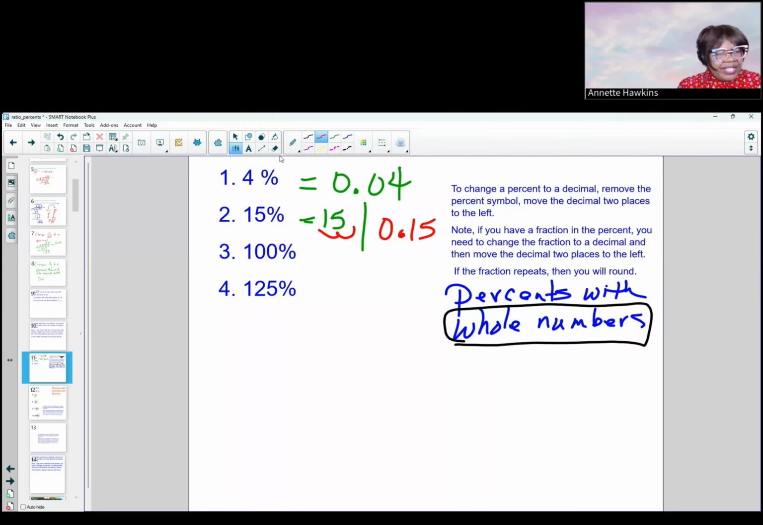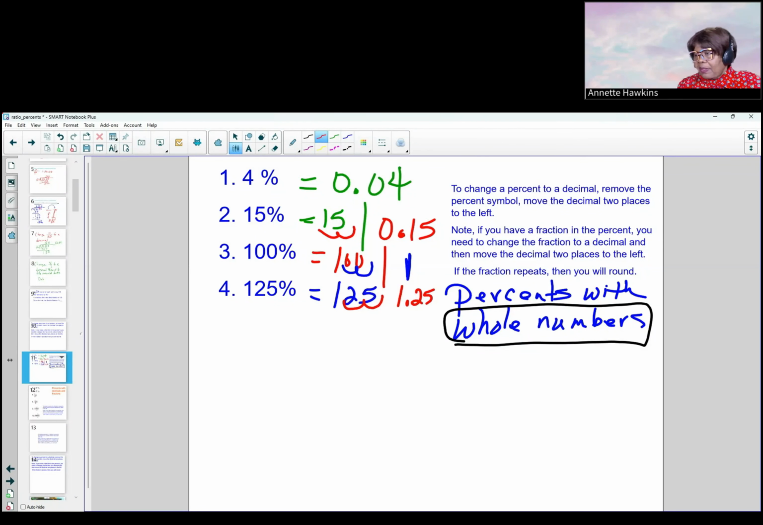Now 100% means all of it, which is a whole. So I'm going to remove the percent symbol, and then I'm going to move my decimal 2 places to the left. 1, 2. So that gives me 1 whole. And we knew that because 100% means all of it. All right, 125%. We're over 100% this time. So I'm going to remove the percent symbol, and I'm going to move the decimal 2 places to the left. 1, 2.